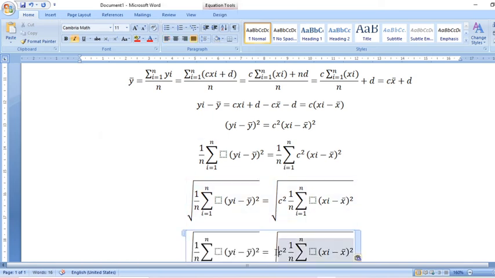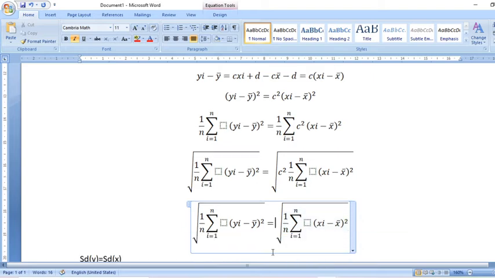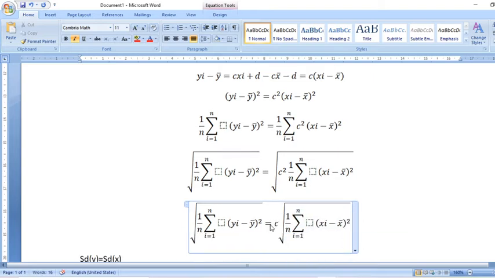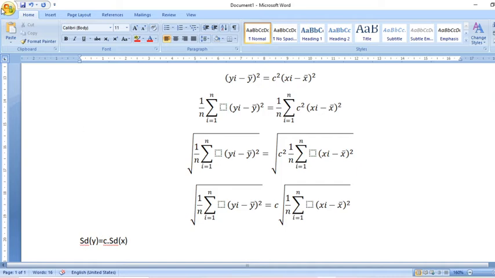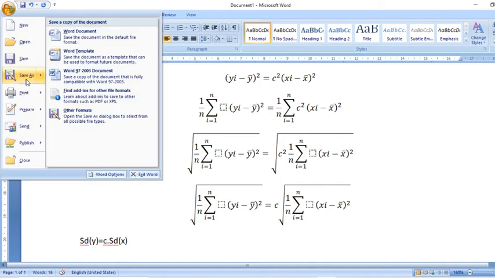What will be the next step? This C can be taken outside. Okay, so outside of the square root it will be C. So we can easily say that the standard deviation of y is equal to C times the standard deviation of x, right? So this is the second property, and I will share this step with you.